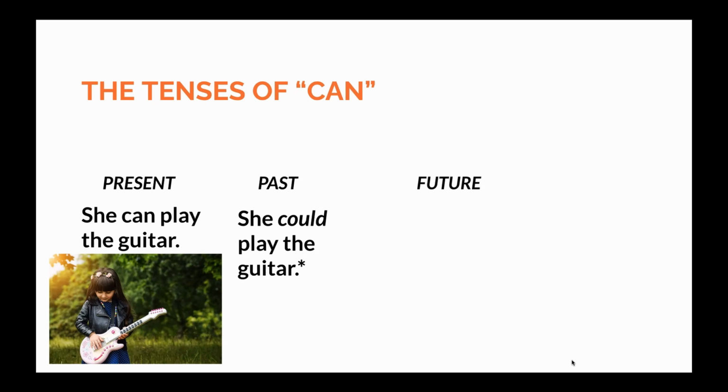Future. So how do you express the future of can? And believe it or not, one of the most common mistakes I hear from students that are still learning the language is she will can, or he will can, or I will can. No, that's not correct. It doesn't exist. So I'm just crossing it out right now to avoid misunderstandings. You never say this. This is not the way to express the future of can.